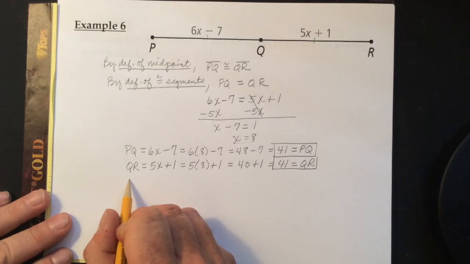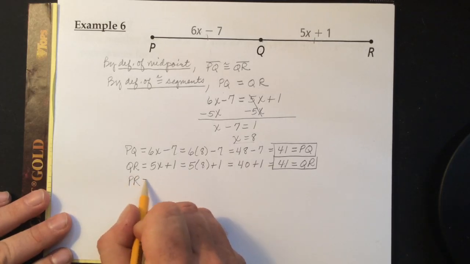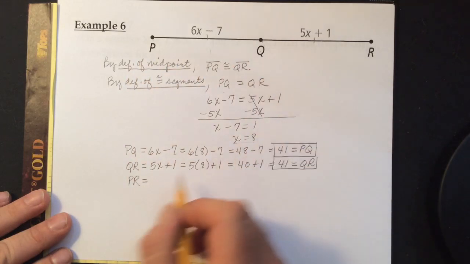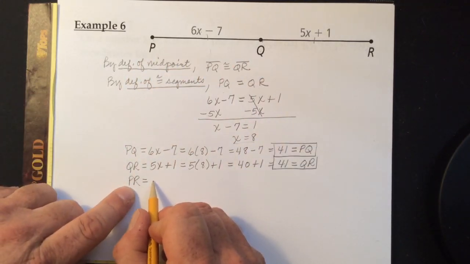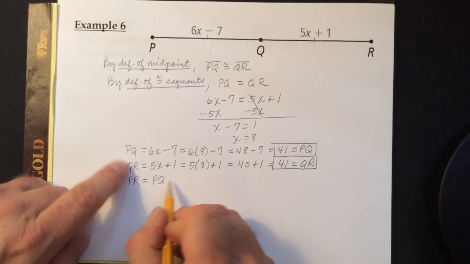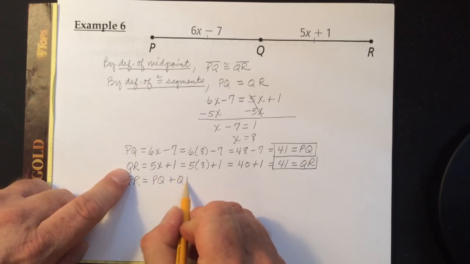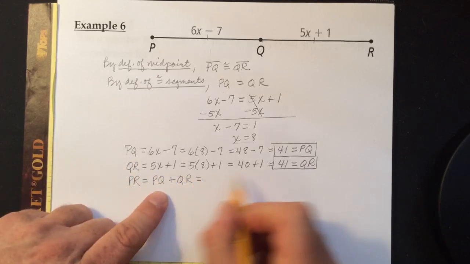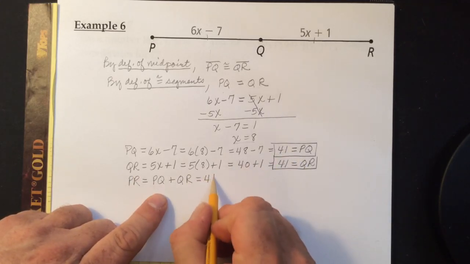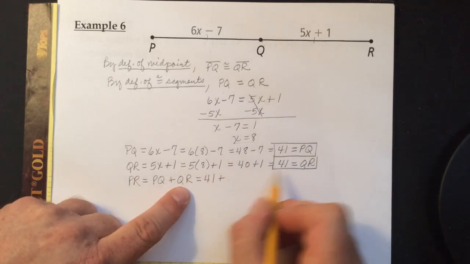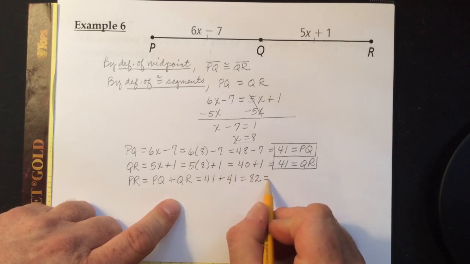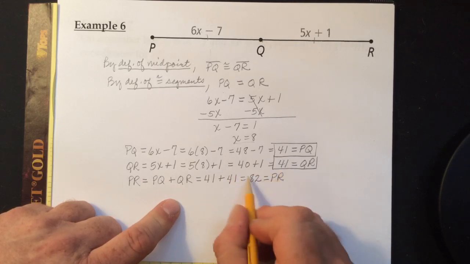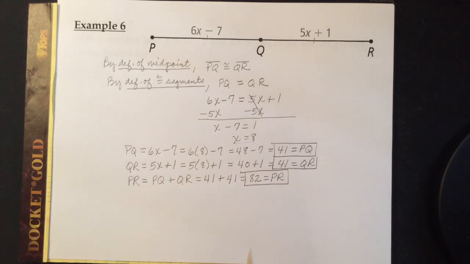Finally, we find the length of PR, which is the entire segment. We can simply use the segment addition postulate. PR was simply PQ plus the length of QR. PQ we found to be 41 plus QR was 41, and that gives us 82. So the length of PR, the whole segment, is 82.